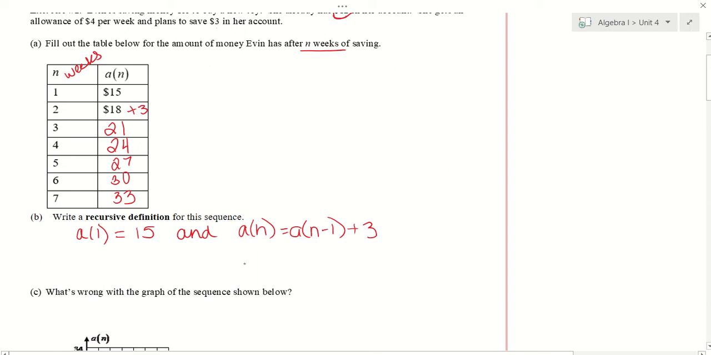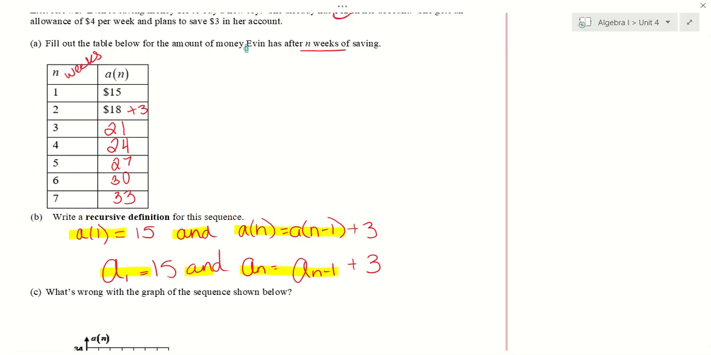It also could look like this. A of n equals A of n minus 1 plus 3. You could see either one, and then you also could see it look like this. A of 1 equals 15 and. Now, I'm going to highlight the things that never change. So all of this never changes. This word never changes. None of this changes. So what does change? Highlighted in a different color. The 15, the plus 3.